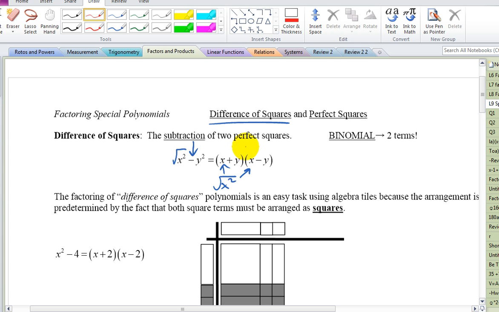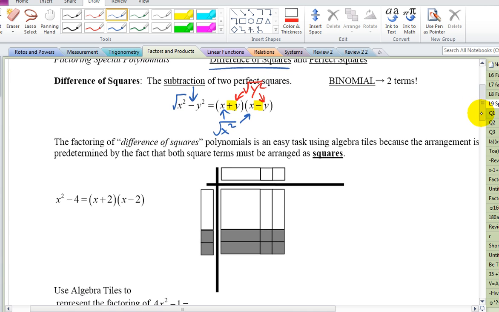Okay. Then we square root the second one. And that goes on the back of each one. Okay? What we have to also point out is our signs are opposites. What that does is it allows our terms to cancel. So let's check that out.